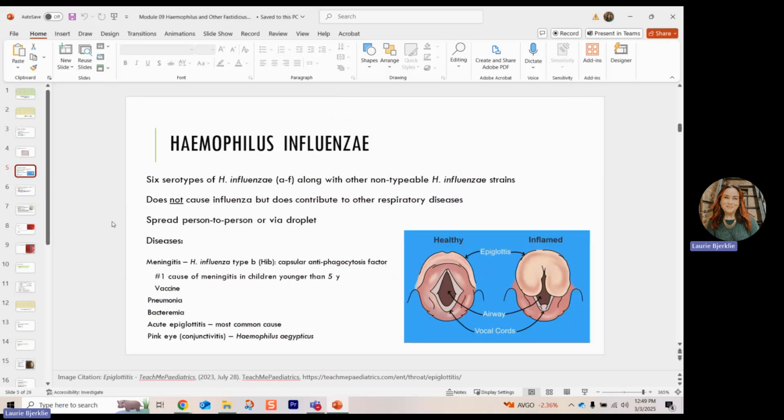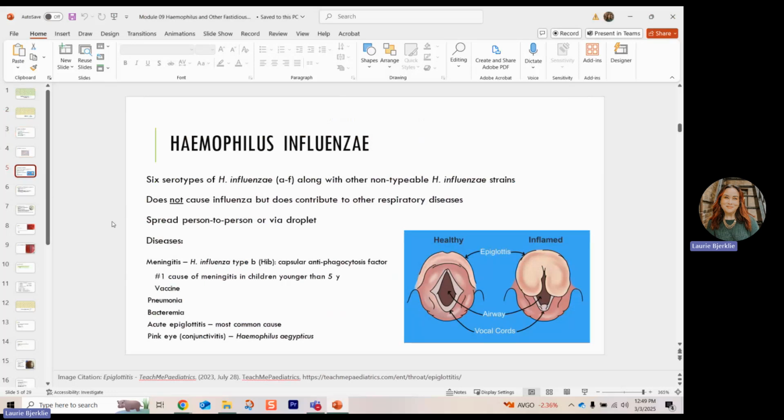The main illness that goes with Haemophilus influenzae is meningitis, which is a big one, especially with serotype B. Haemophilus type B, known as Hib for short, was very prevalent in causing meningitis, especially in children younger than 5 years.